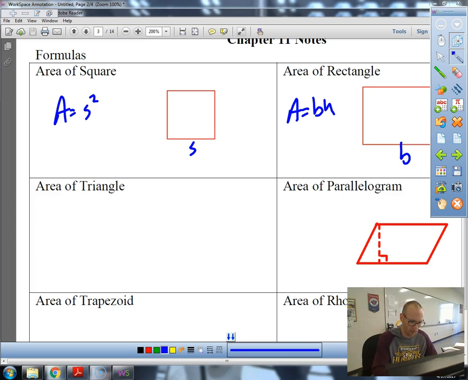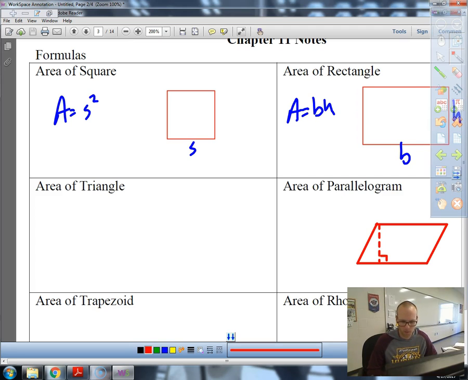Oh, and look at that. When I draw on the height with my right angle symbol, it kind of looks like an H. Area of a parallelogram, base times height.